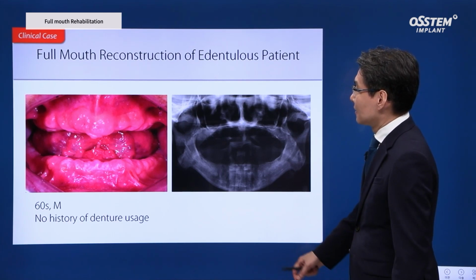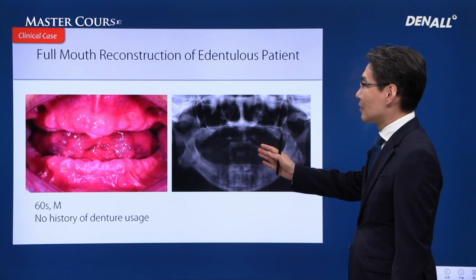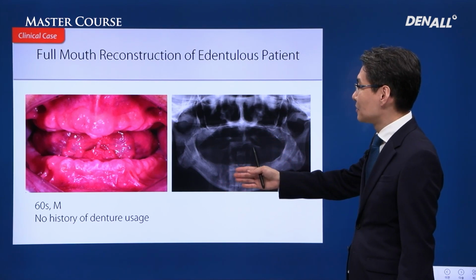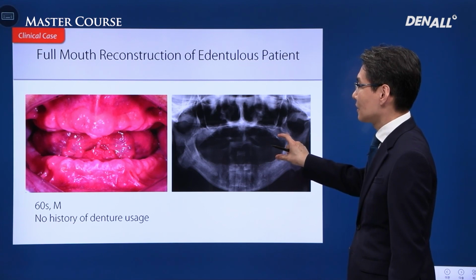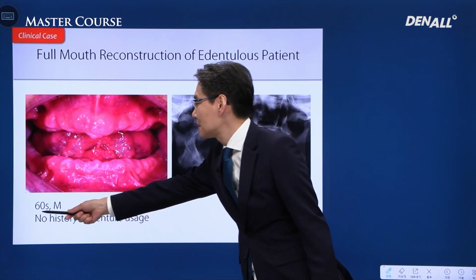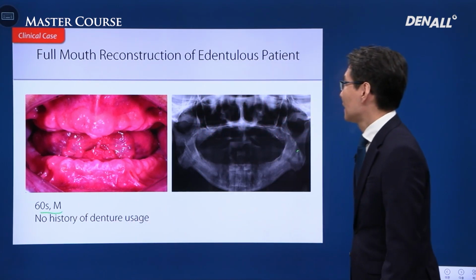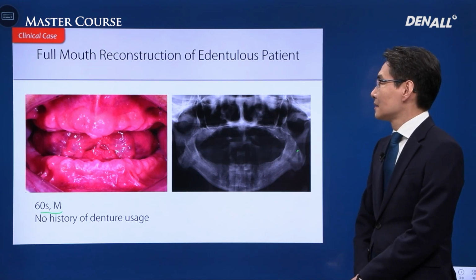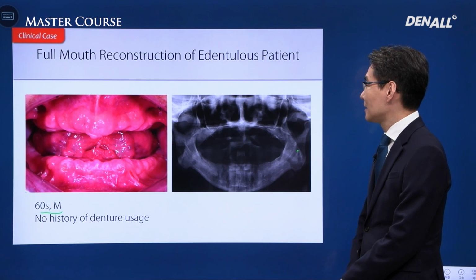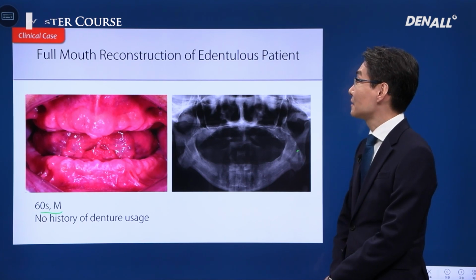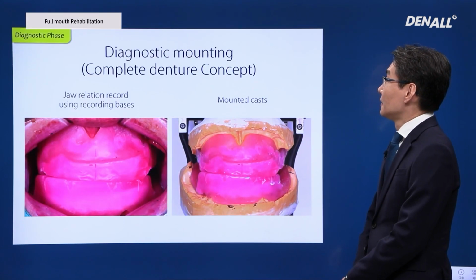The patient has an excellent alveolar ridge, which we hardly see these days. Alveolar bone condition is very favorable, and the patient is quite young for an edentulous case. The patient was about to attend his children's wedding, and the patient wanted a full restoration before the ceremony.